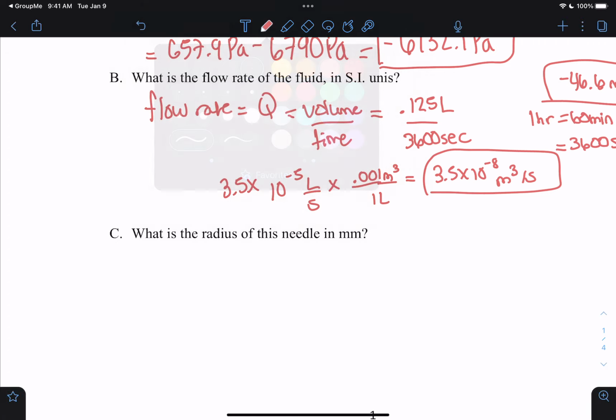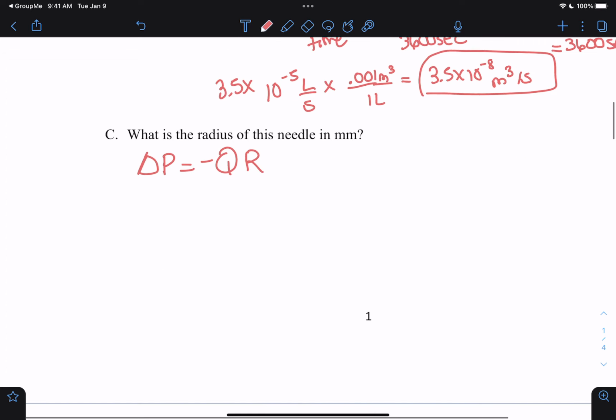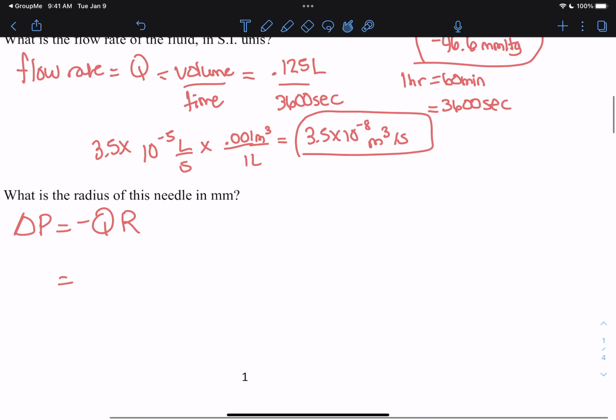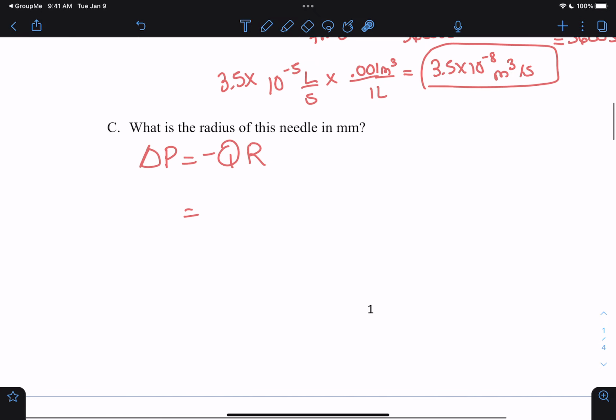Yeah, no, that's perfect. Yep, exactly. So we're going to use Poiseuille's equation. Delta P is equal to negative Q times R, where Q is your flow rate and R is your resistance. And like Anna said, the resistance here is 8 times viscosity times length divided by pi r to the 4th. For our flow rate, we're just going to use the flow rate in SI units that we figured out. And the resistance, we can calculate that out.